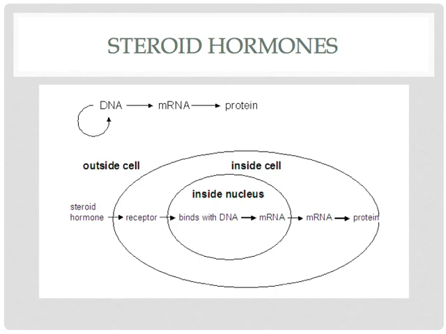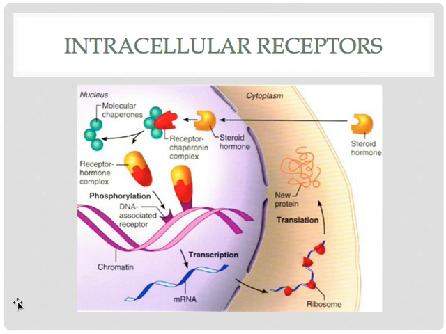And if you go to slide 7, you can see this in a more detailed fashion. So outside the cell, you have the steroid hormone. It's highly lipophilic, so it goes into the cell, and its receptor is in the cytoplasm, somewhere within the cell.